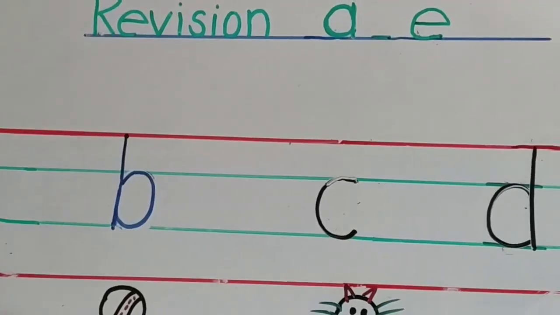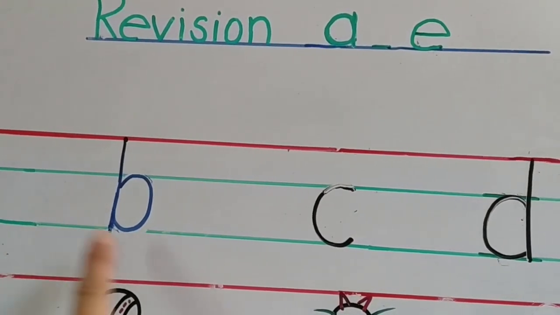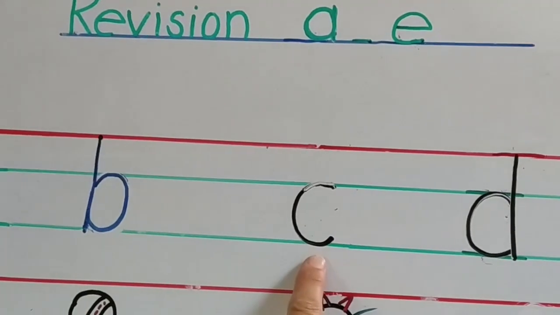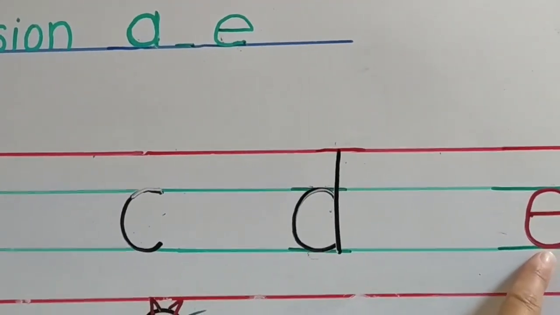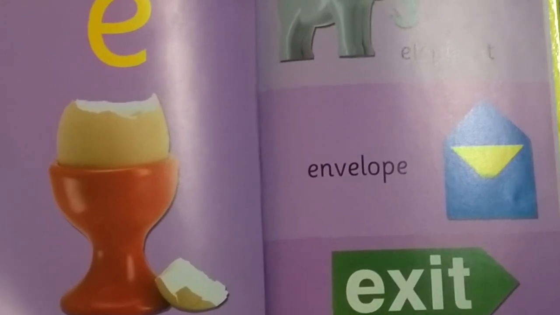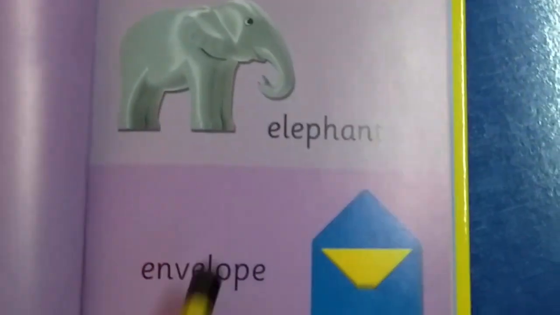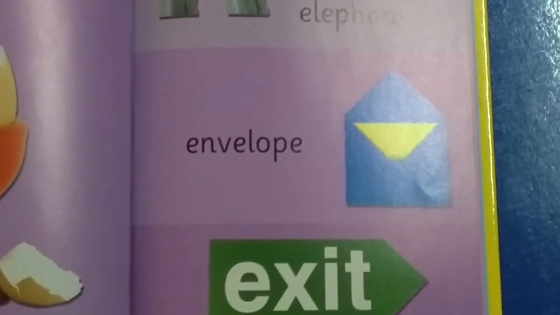Beautiful. Okay, repeat with me. A, A. B, B. C, K. D, D. E, A. Okay, which things start with letter E? E, A, egg. E, A, elephant. E, A, envelope. E, A, exit.